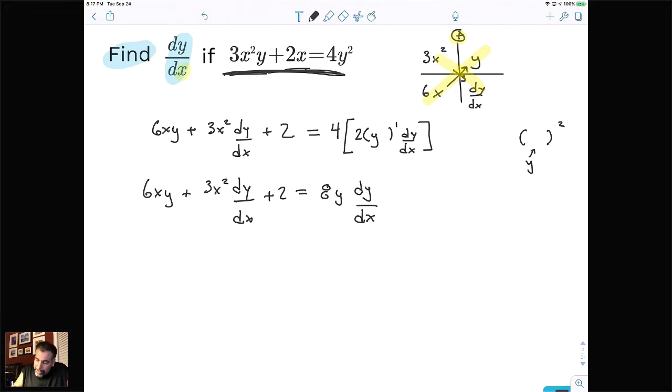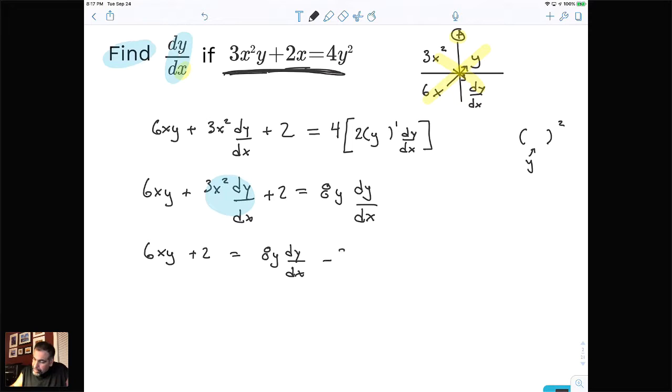In order to do that, I'm going to make this left-hand side the side that doesn't have any dy over dx's. And I'm going to make this right-hand side the side with the dy over dx's. So basically right now I'm just copying things down. But now what I've got to do is take this expression right here and subtract it to the other side. And what we've done now is we've accomplished getting all the dy over dx's on one side.